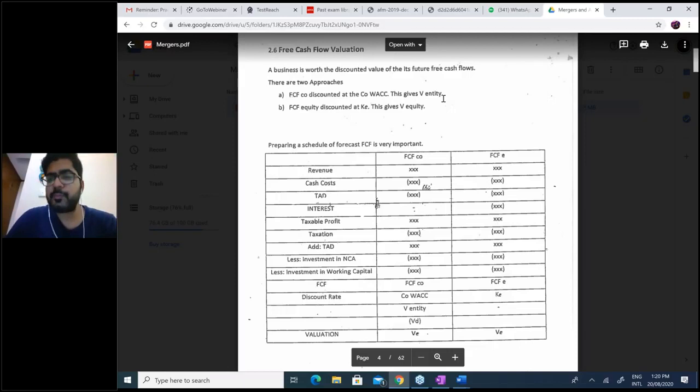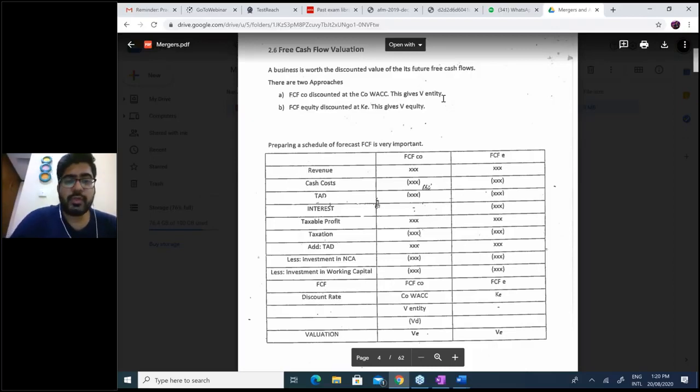The second difference. When you get FCF to company, you multiply it with the discount rate of company's WACC. But in FCF to equity, you multiply it with KE, the cost of equity, to directly get the value of equity. Whereas in that, you get value of entity, then deduct value of debt to get the value of equity.